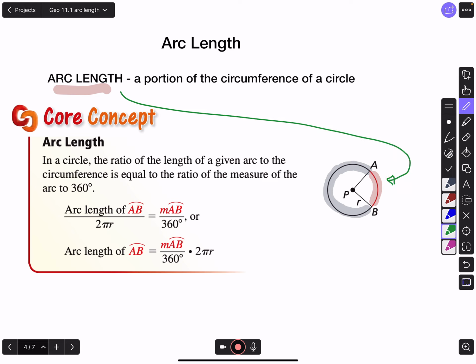And it's pretty easy to calculate. You can see here in our core concept, the ratio of the length of a given arc to the circumference is equal to the ratio of the measure of the arc to 360 degrees. So let's make sure first we understand where we're talking about measure of arc. So this is our arc length in red. Let's put it in red.